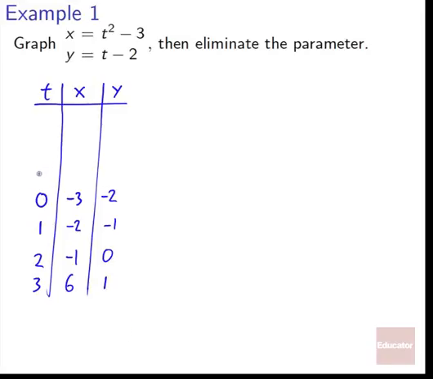If we went the other direction, if we plugged in negative 1, negative 1 squared minus 3, positive 1 minus 3 gets us negative 2, and negative 1 minus 2 is negative 3. Negative 2 into t squared minus 3: negative 2 squared becomes positive 4, minus 3 becomes positive 1, and negative 2 minus 2 is negative 4. Negative 3 squared is positive 9, 9 minus 3 is positive 6, negative 3 minus 2 is negative 5. So that gives us a pretty good set to plot. Let's plot this out.